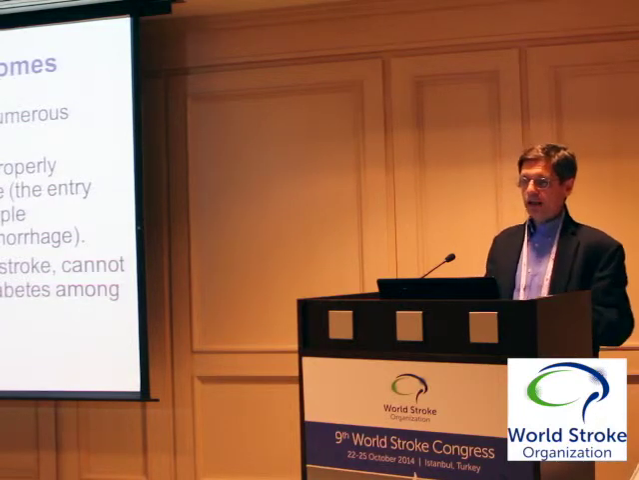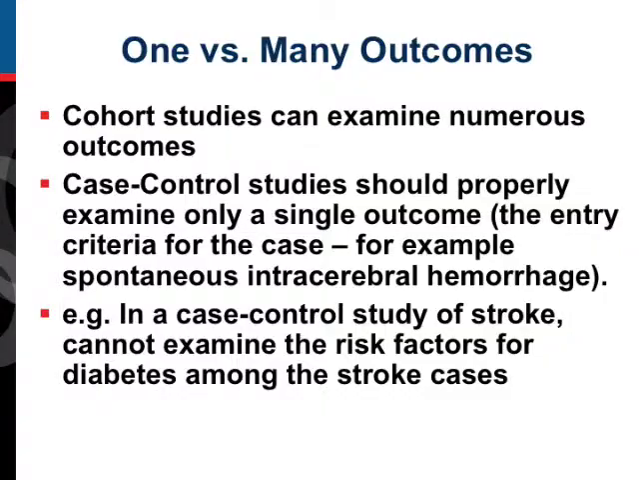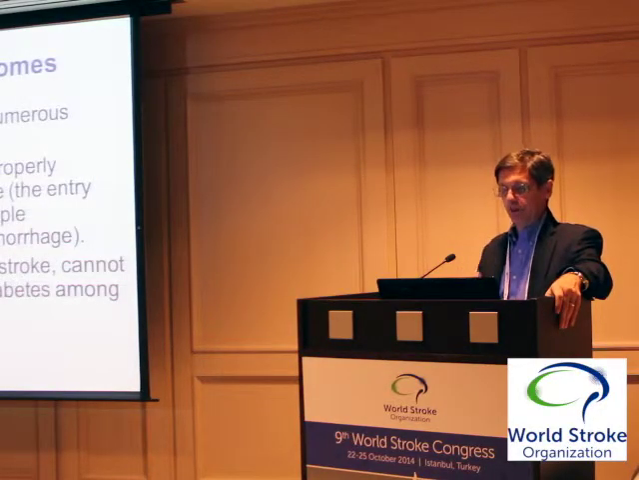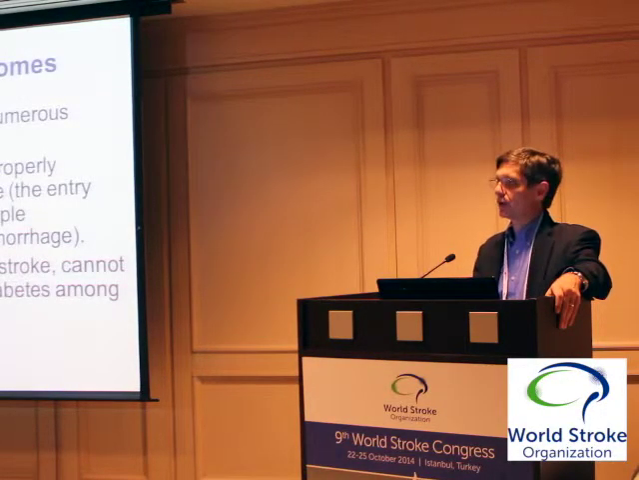Now, one versus many outcomes. Cohort studies can look at multiple outcomes. They can look at stroke and cognitive decline. Case control studies should properly only examine a single outcome, the entry for a case, for example, spontaneous intracerebral hemorrhage. Otherwise, you're just doing a separate case control study. You should not be having two outcomes in one of the studies. So in a case control study of stroke, you can't examine the risk factors for diabetes among the stroke cases.